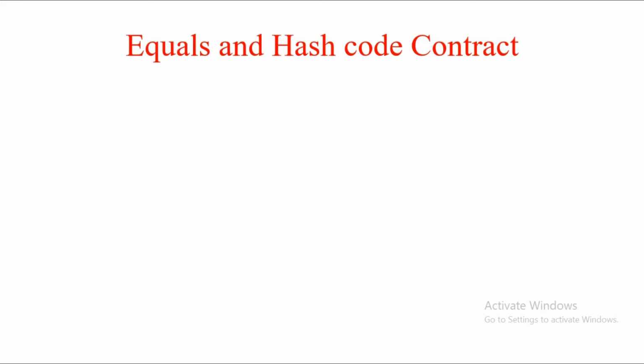So today we are going to cover the topic: what is the equals and hashCode contract. First we will see what is shallow versus deep comparison, and how we tell the compiler to consider these two Java objects as equal programmatically. And finally we will see what will happen if we don't adhere to the rules of the equals and hashCode contract.